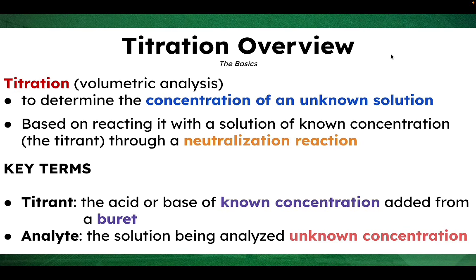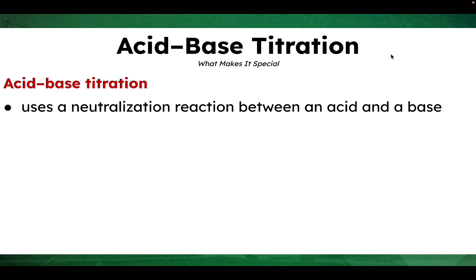Number one is a titrant. Titrant is the acid or base of known concentration, and it is the one in the burette. Analyte is the solution being analyzed, meaning it has an unknown concentration, and it is the one in the Erlenmeyer flask. Acid-base titration uses a neutralization reaction between acids and bases.